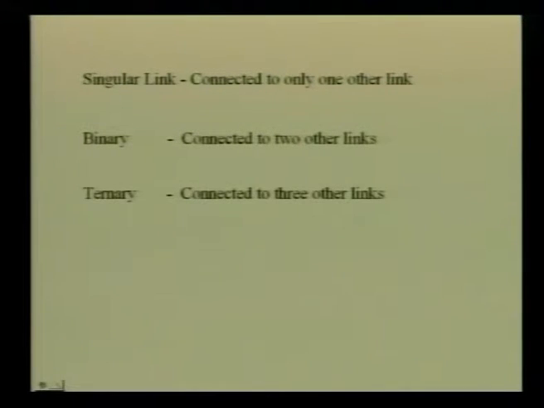We call a link a singular link if it is connected to only one other link. If the link is connected to two other links, then we call it a binary link. Similarly, we call a ternary link one which is connected to 3 other links. Similarly, quaternary and other higher order links can be defined depending on the number of other links that it is connected to. From these definitions, it is clear that a closed chain cannot have any singular link, because in a closed chain the minimum order of the link must be a binary link.